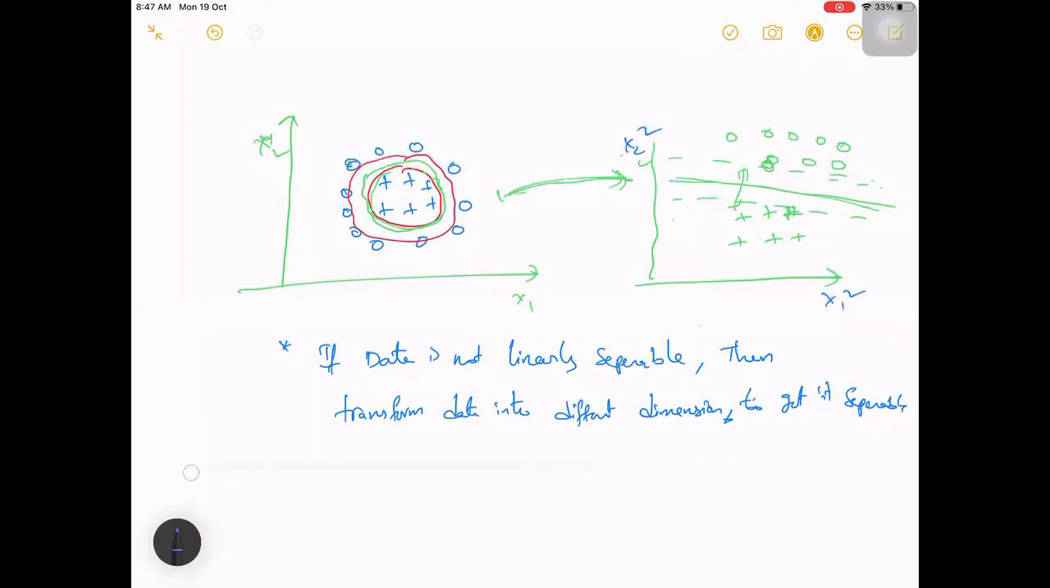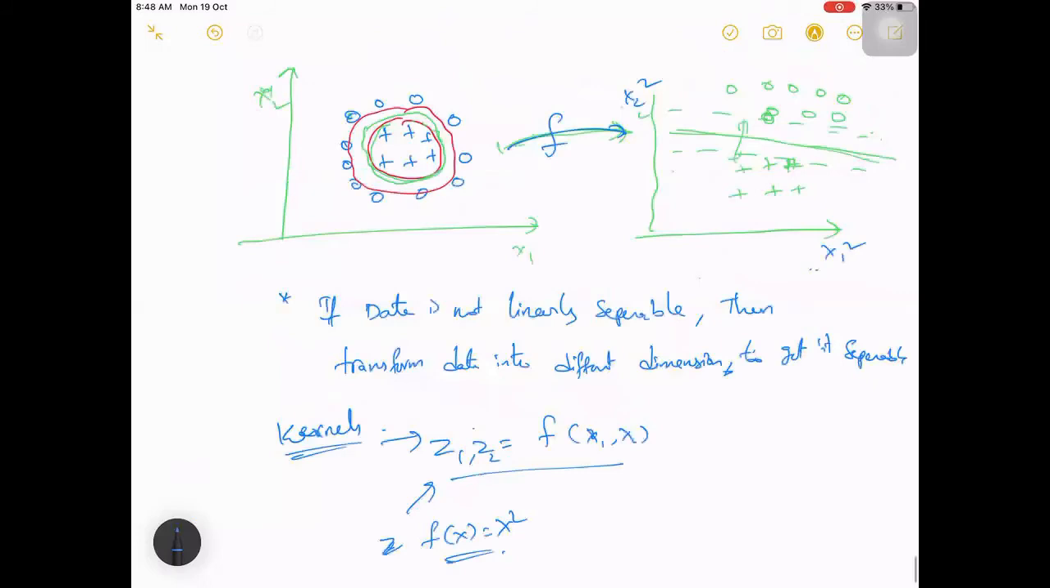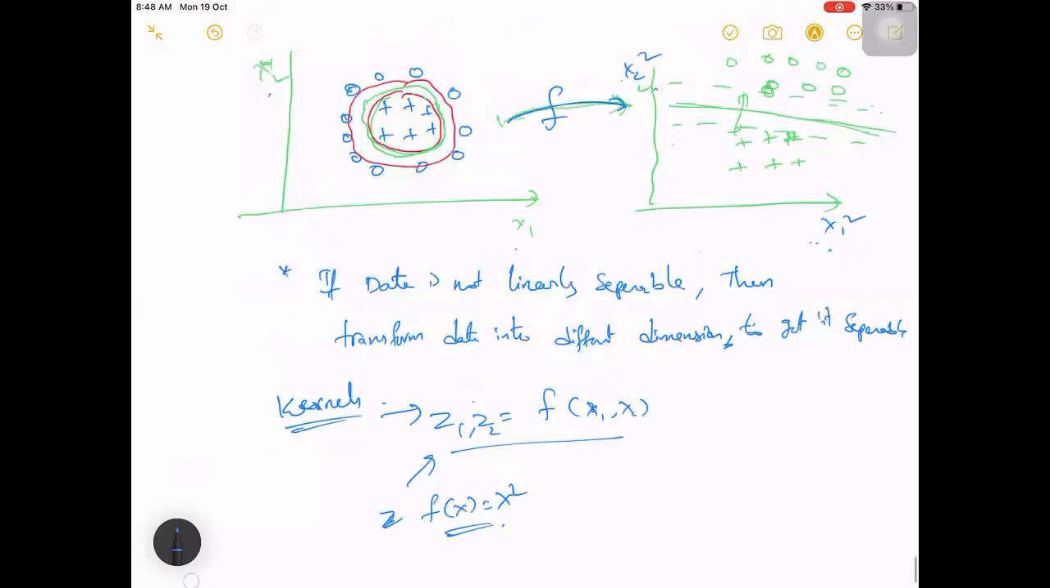So in this case the kernel is x square. So it is a kind of function. You apply some function which changes it, right? Previously it is x1, x2, and you are passing it through a function and getting a different dimension. Write it like z1, z2. This is your new function, where in the previous case f of x is x square, which you use to transform your x1 into x1 square, similarly this into this, and you found it linearly separable.